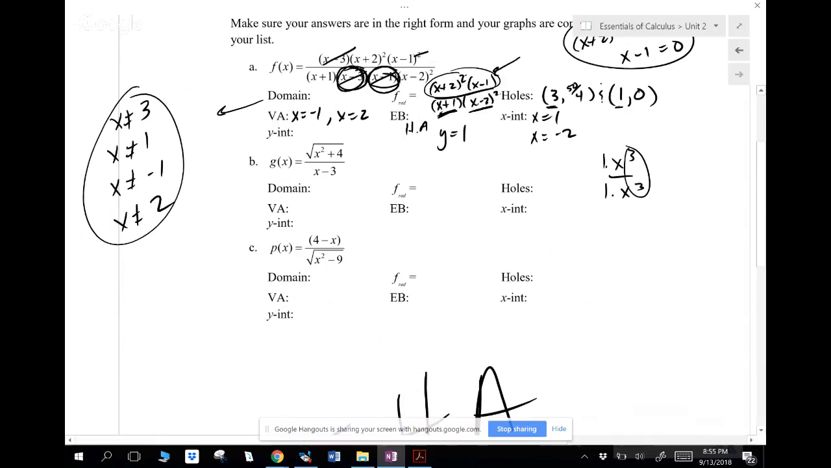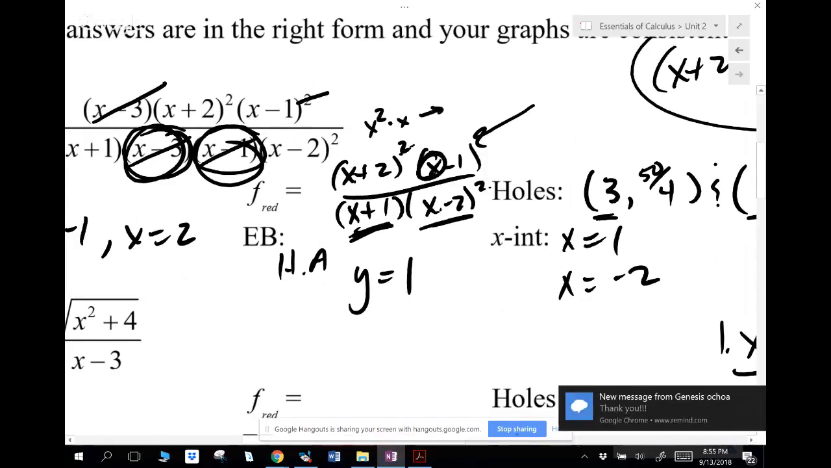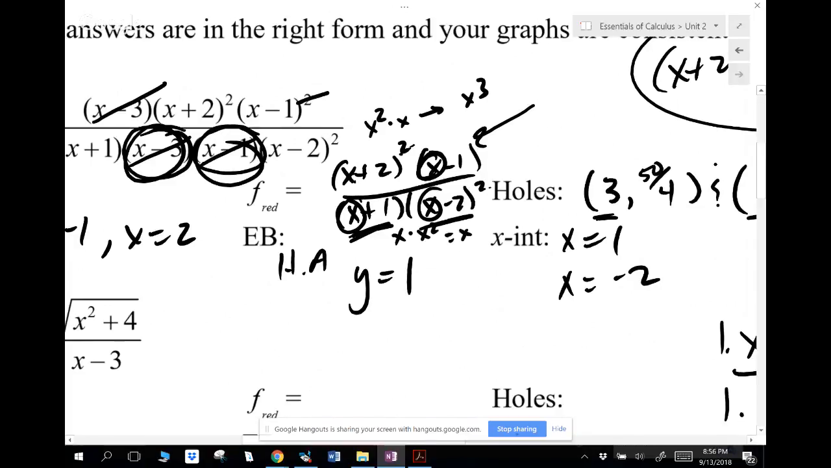x squared and x, right? x squared and x is going to give you x cubed. x and x squared is going to give you x cubed. And so x cubed over x cubed is just going to give you 1. That's why the horizontal asymptote is 1.